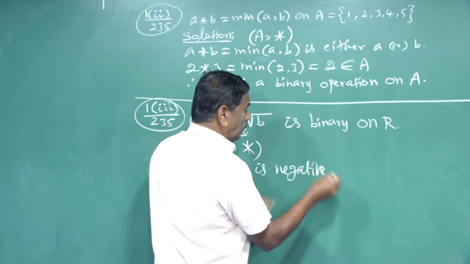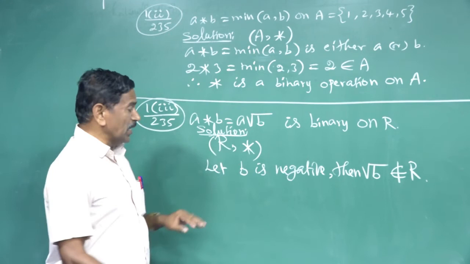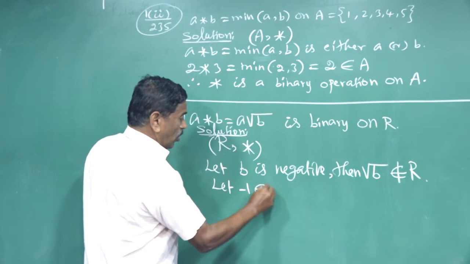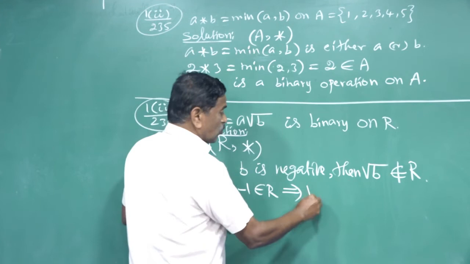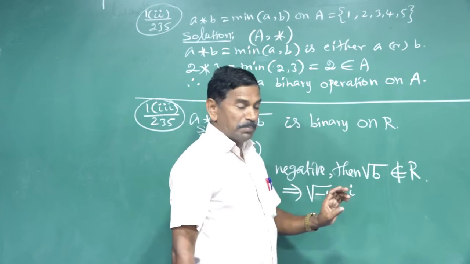Then square root of B does not belong to R. Because, for example, let minus 1 belong to R, which implies square root of minus 1. Can you tell me what is square root of minus 1? Yes, square root of minus 1 is equal to i, which is a complex number. So this i does not belong to R.